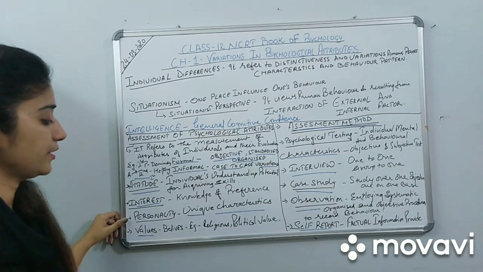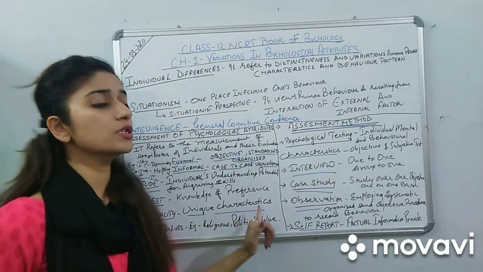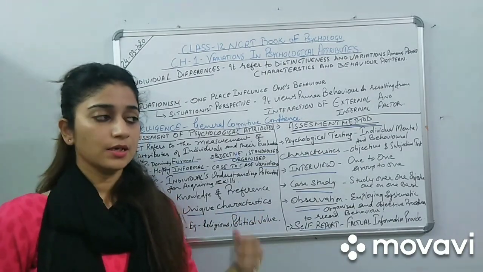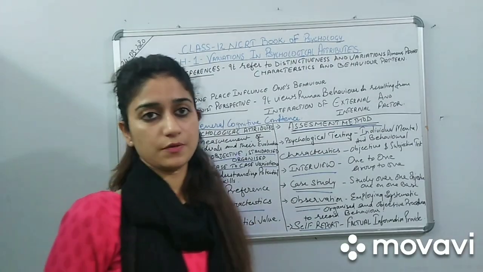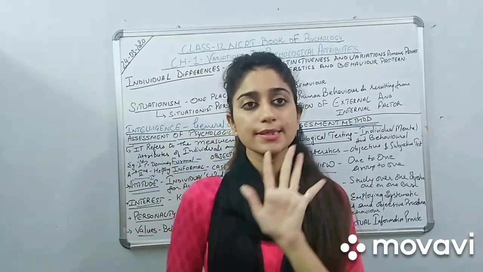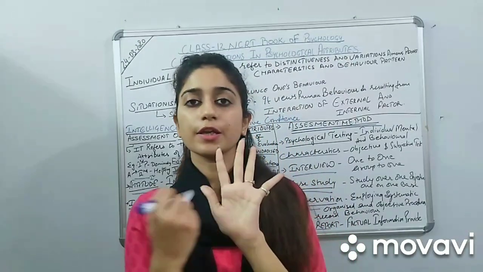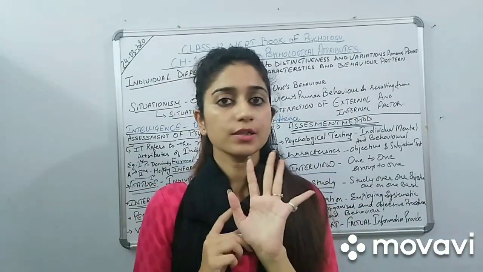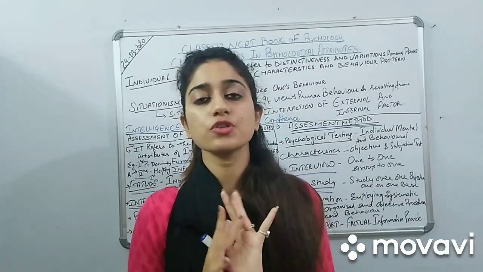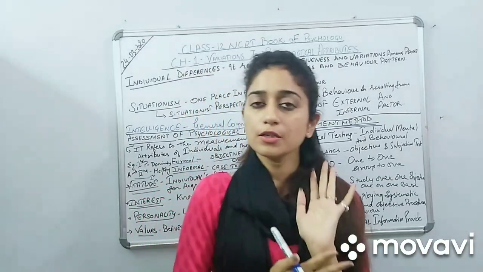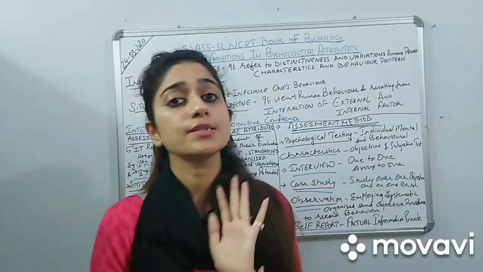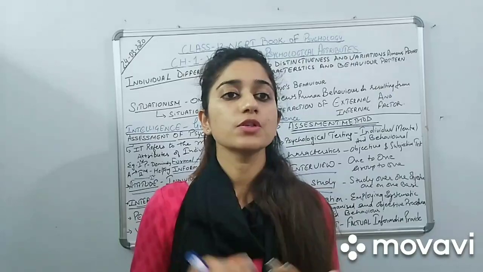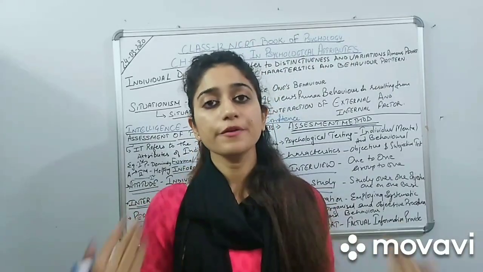Then our personality. What is personality? It is unique characteristics. It means every individual is different. As we can see on our palm, there are 5 fingers, right? All the 5 fingers have different sizes and different shapes. So when the fingers of a person's hand are not the same, similarly individuals are not the same, they are different.